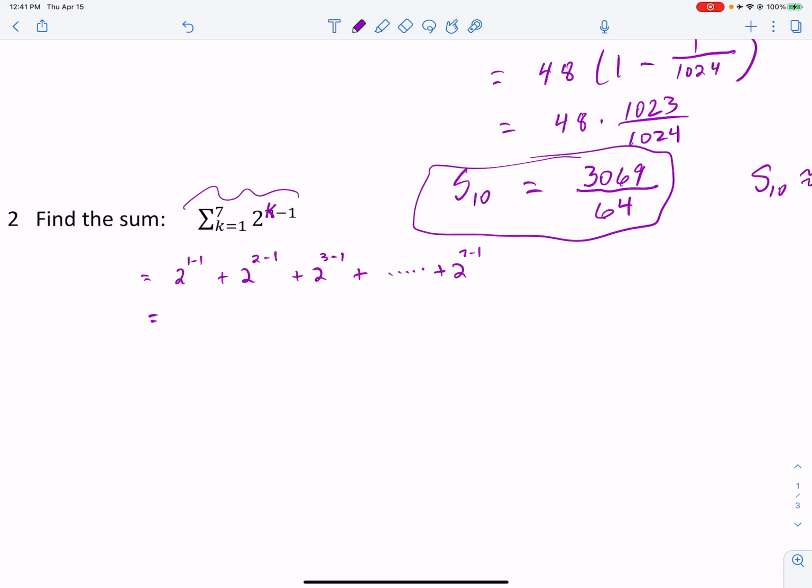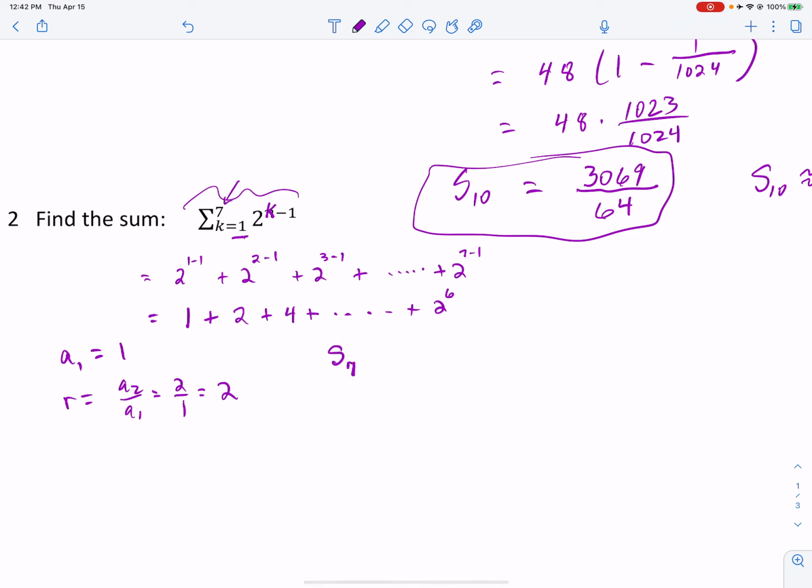And so the first term, I get 2 to the 0th, which is 1. The second term, I get 2 to the first, which is 2. The third term, I get 2 squared, which is 4. And I'll just write the last one as 2 to the 7 minus 1. Well, I guess I could write it 2 to the 6th. And so you need to note from here that a sub 1 is 1, and the ratio is your a sub 2 divided by a sub 1, so it's 2 over 1. Your common ratio is 2. From term to term, you're multiplying by 2. And since you started at 1 and you ended at 7, the sum of this is going to be the sum of the first 7 terms.